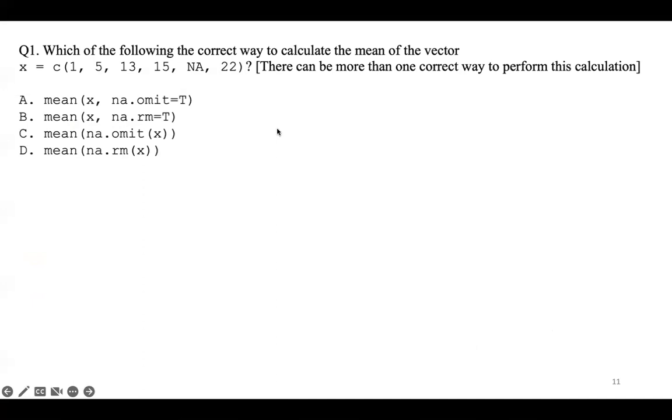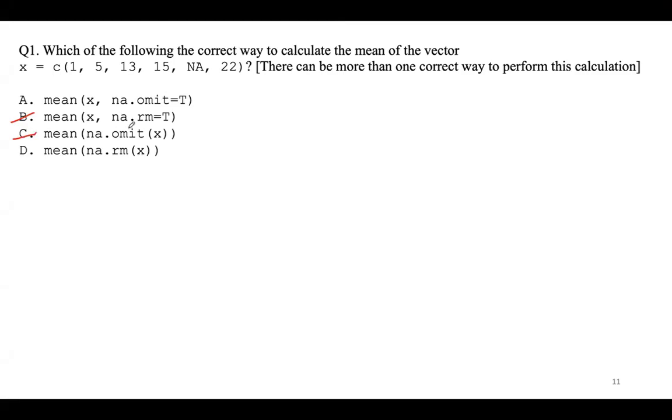So what do you think is the correct way to calculate the mean of this vector? There could be more than one correct answer for this. So what do you all think? A and B. No, check, try again. One of those is correct, and one of B and C. B and C, correct. Yes, B and C.